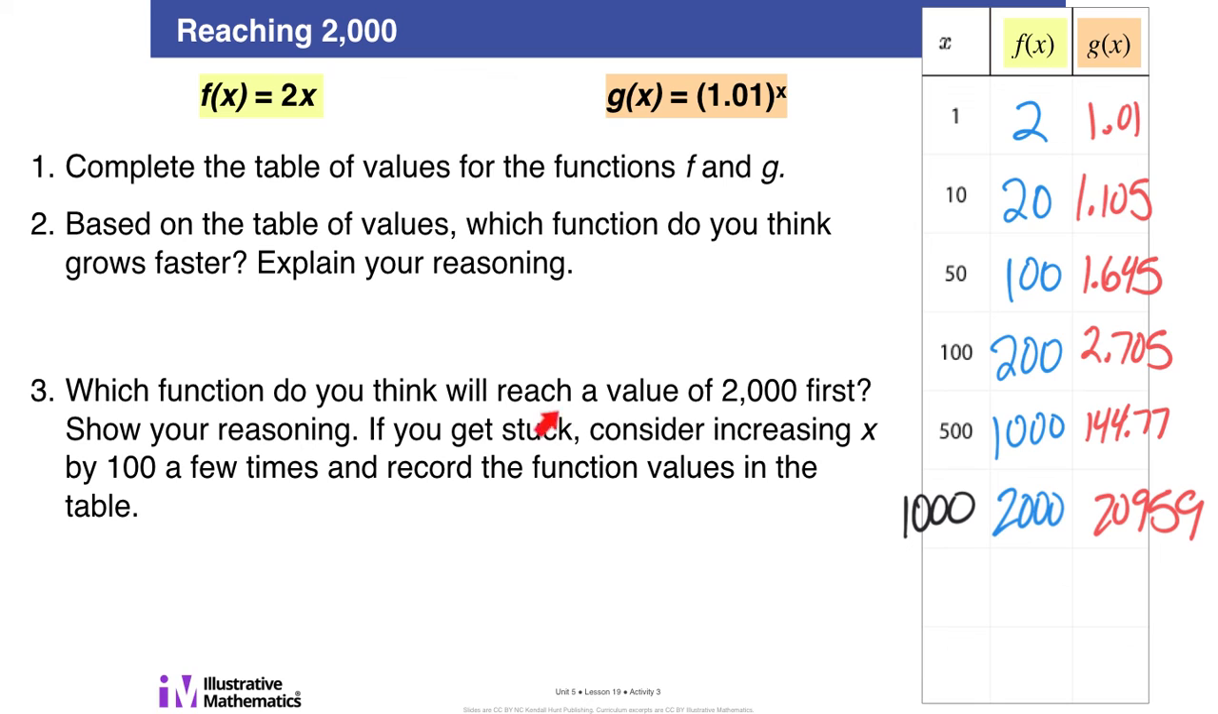Trying to figure out which function will reach a value of 2,000 first, I plugged in 1,000 for x, and function f gets me 2,000. Function g gets us 20,959. So clearly function g reached 2,000 a long time before x was 1,000. So function g is going to reach 2,000 first.